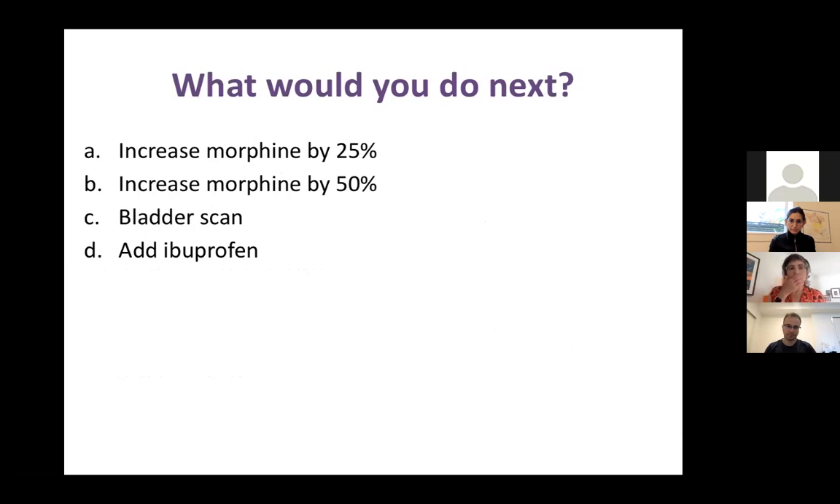So what would you do next for her suprapubic pain in a patient getting significant morphine for cancer? Would you increase morphine by 25%? Would you increase morphine by 50%? Would you bladder scan her? Would you add ibuprofen? Let's say her renal function's good.